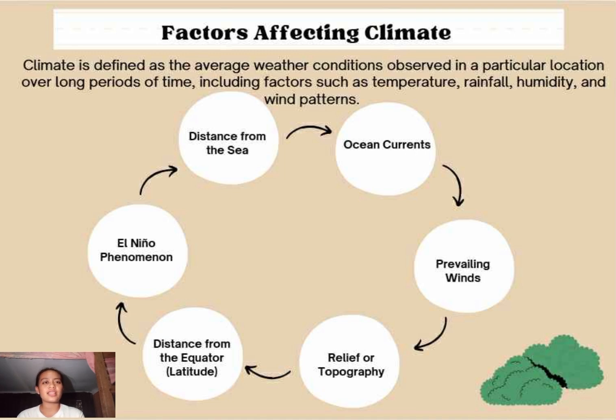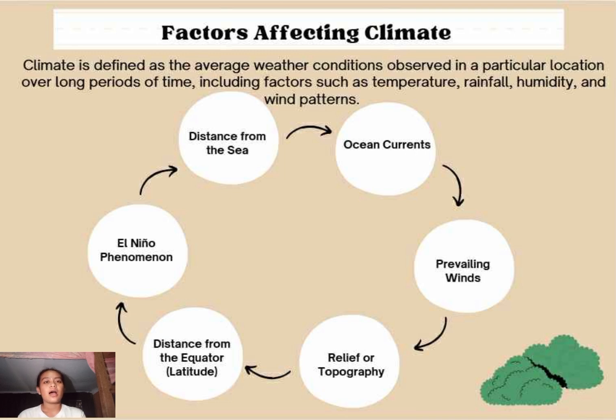Fifth is the distance from the equator. We all know that areas near the equator receive direct sunlight all year, making their places hotter. Areas near the poles receive less direct sunlight, causing a colder climate. Latitude is one of the main reasons why climate varies across the globe.